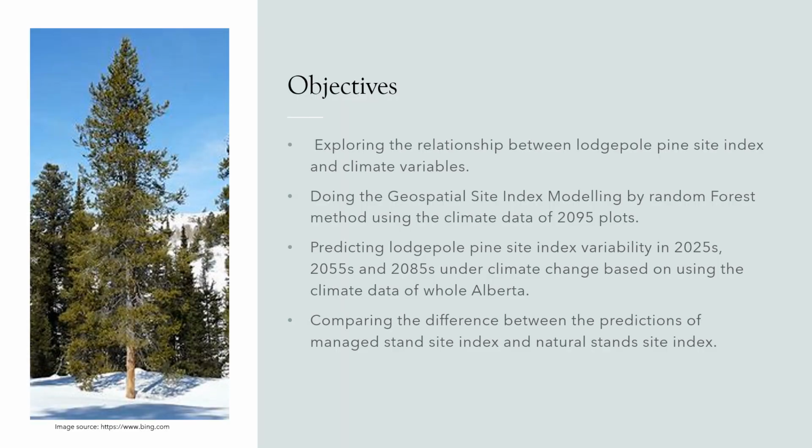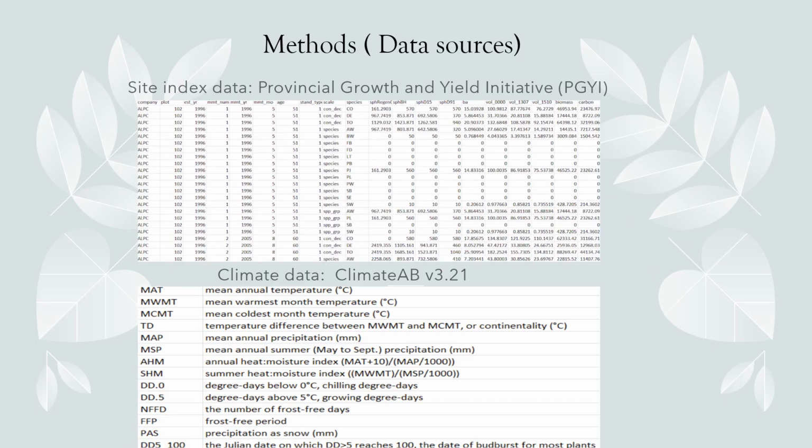So the objective of my project is exploring the relationship between lodgepole pine site index and climate variables, doing geospatial site index modeling by the random forest method using the climate data of 2095 plus, predicting lodgepole pine site index variability in 2025, 2055, and 2085 under climate change based on the climate data of whole Alberta, and comparing the difference between the predictions of managed stand site index and natural stand site index. Next part is the method.